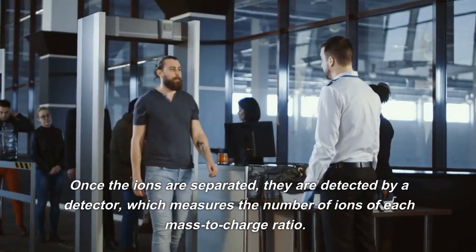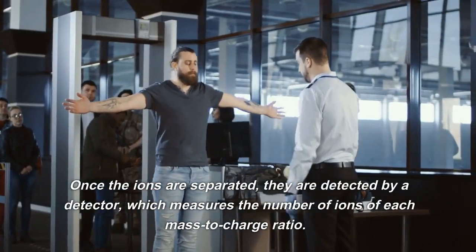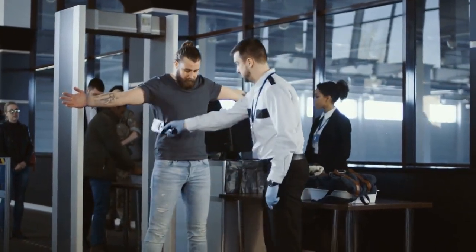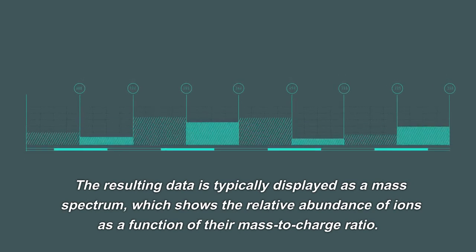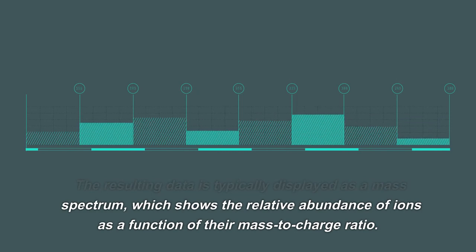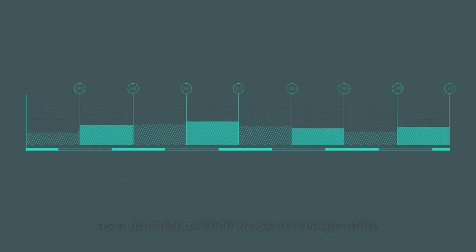Once the ions are separated, they are detected by a detector, which measures the number of ions of each mass-to-charge ratio. The resulting data is typically displayed as a mass spectrum, which shows the relative abundance of ions as a function of their mass-to-charge ratio.